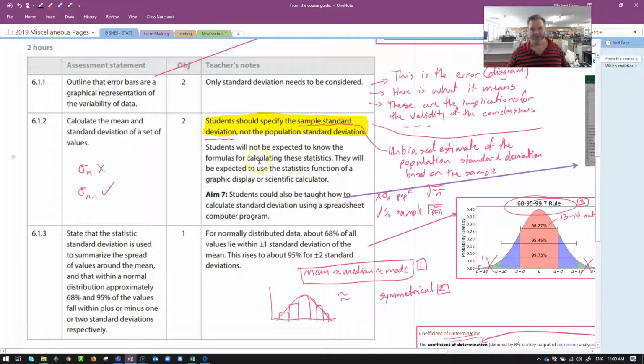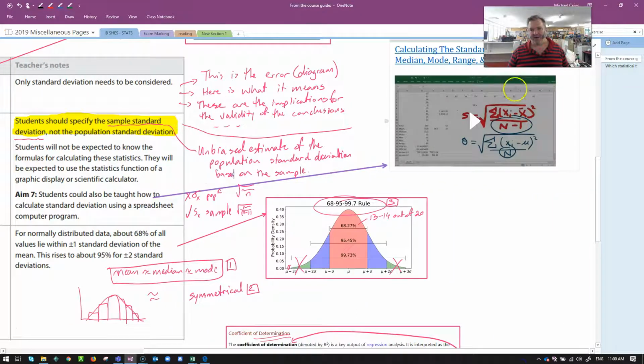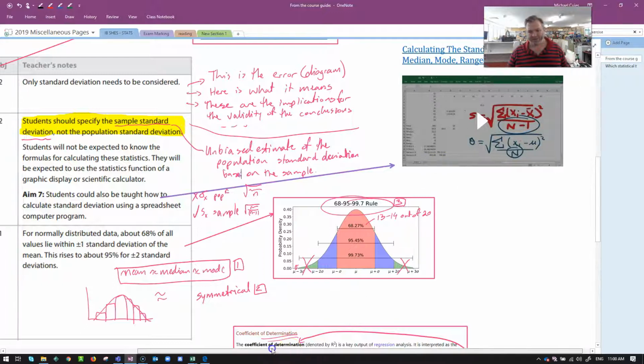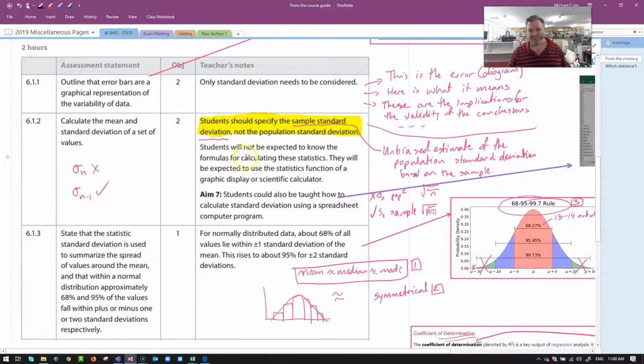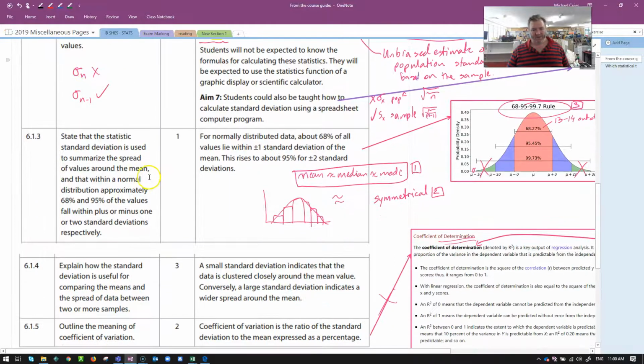Students will not be expected to know the formulas for calculating these statistics. You'll be pleased to know, but you should be able to do them on your calculator. Also, it says here, AIM 7 should be taught how to calculate standard deviation using a spreadsheet or a computer program. You probably already know how to do that. If not, that will take you through how to do a bunch of the calculations there. It's just a little YouTube clip. That guy's pretty good, organic chemistry tutor, so you can check that out if you want to. Again, there's just a difference. So sometimes SX and sigma X or sigma n-1. So sigma n-1 or SX, they're the ones you're looking for.